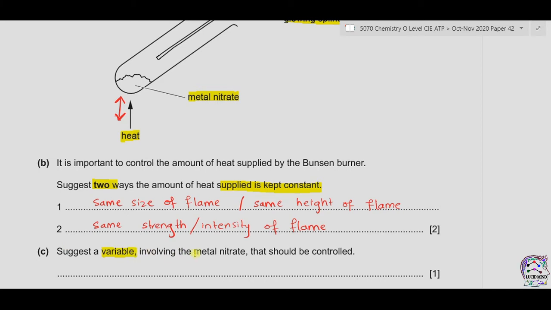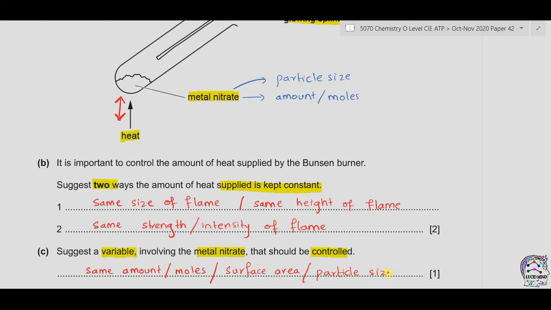Part C, suggest a variable involving the metal nitrate that should be controlled. As we are decomposing the nitrate, the decomposition depends on the particle size of the nitrate or the surface area. It also depends on the amount or number of moles of metal nitrate. The greater the amount, the more oxygen will be produced and the faster the rate of reaction. So we can write same amount, or you can write same number of moles of metal nitrate. You can also write same surface area or particle size of metal nitrate, as all of these affect the rate of chemical reaction.